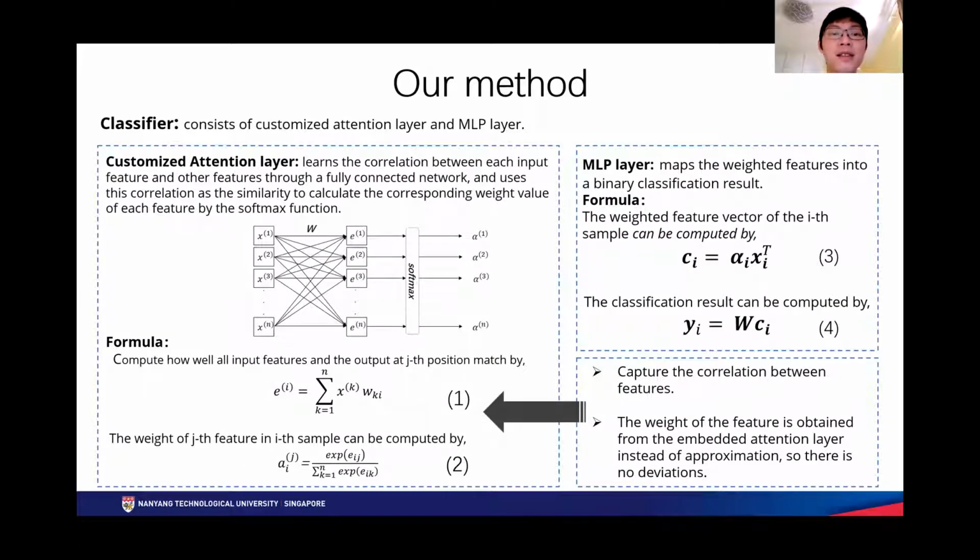From these slides, we can see that the classifier consists of a customized attention layer and an MLP layer. It captures the correlation between features by formula 1 and calculates the weight of the features by formula 2. We can see that the weights of the features are obtained directly from the embedded attention layer rather than approximation. So there's no deviation.